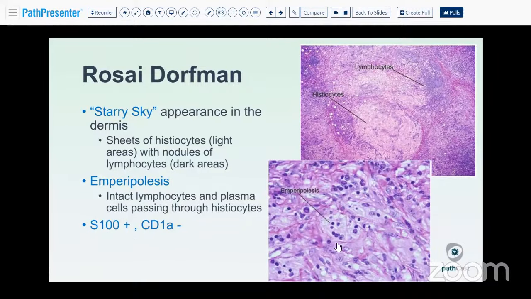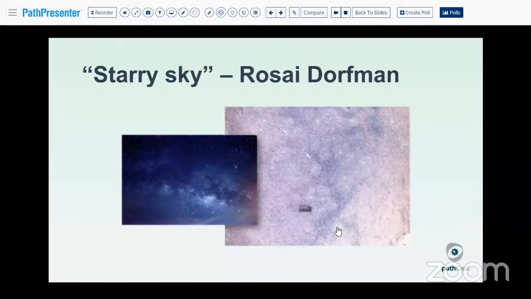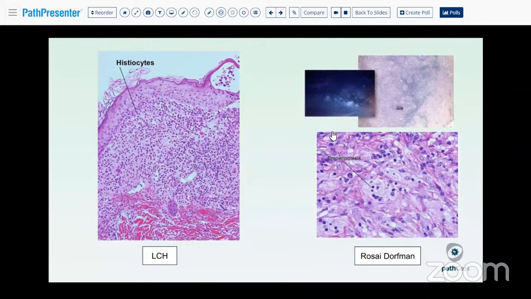Staining wise, these are S100 positive histiocytes and CD1a negative. This is what's referred to as the starry sky of Rosai-Dorfman. So at low power, and this is a really helpful clue that can help you find it, we see a dark sky, which is those lymphocytes, pierced by the stars, which are the lighter histiocytic areas. Langerhans cell histiocytosis versus Rosai-Dorfman: the histiocytes here being kidney bean shaped and epidermotropic, versus Rosai-Dorfman, starry sky at low power and emperipolesis as the key feature.